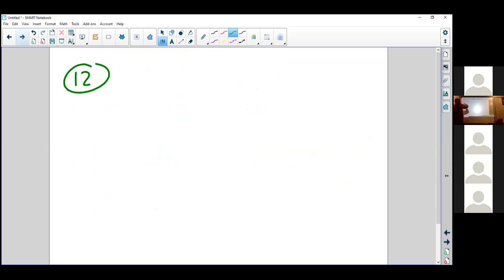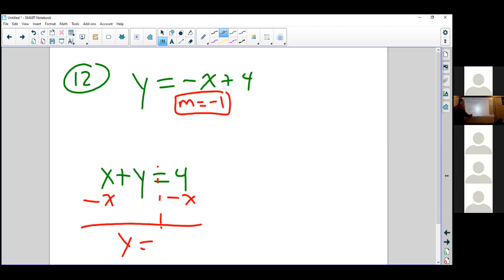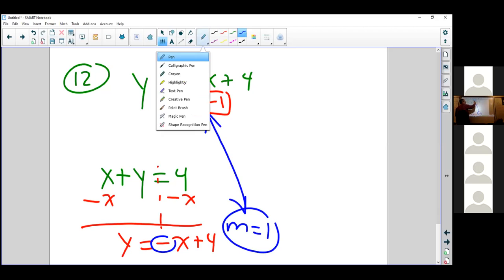So this was from last night's homework as well. This is number 12. They want us to say if there's one solution, no solution, or infinite solutions. That's our first equation, and our second equation is this. When I look at this one, I know my slope is -1. On the second one, I'm going to subtract x from both sides, so I get y equals -x plus 4. That tells me my slope is also -1. Oh, look, my slopes are the same.